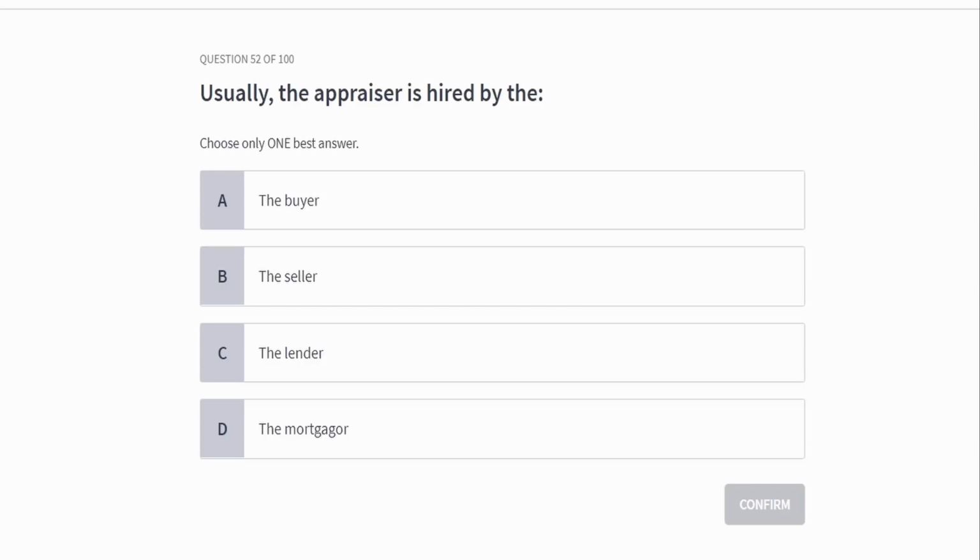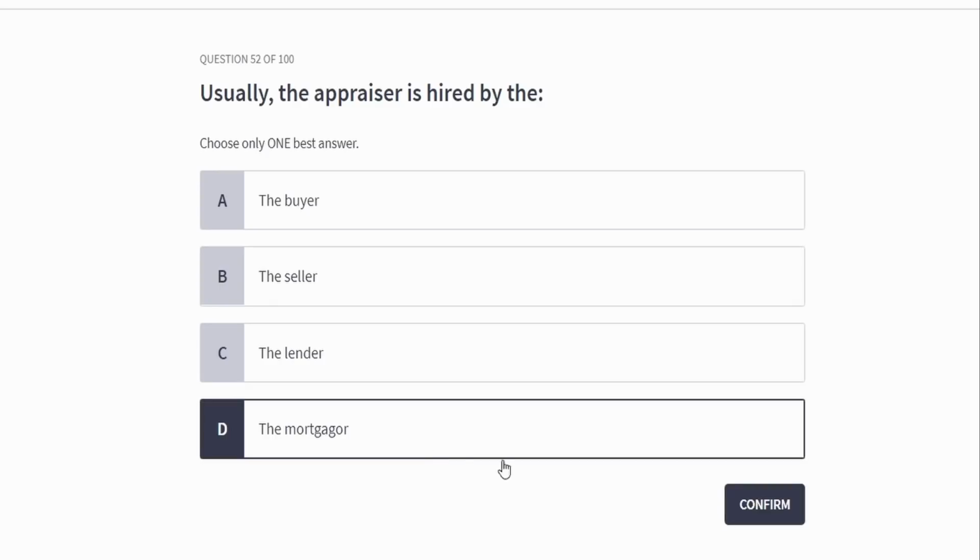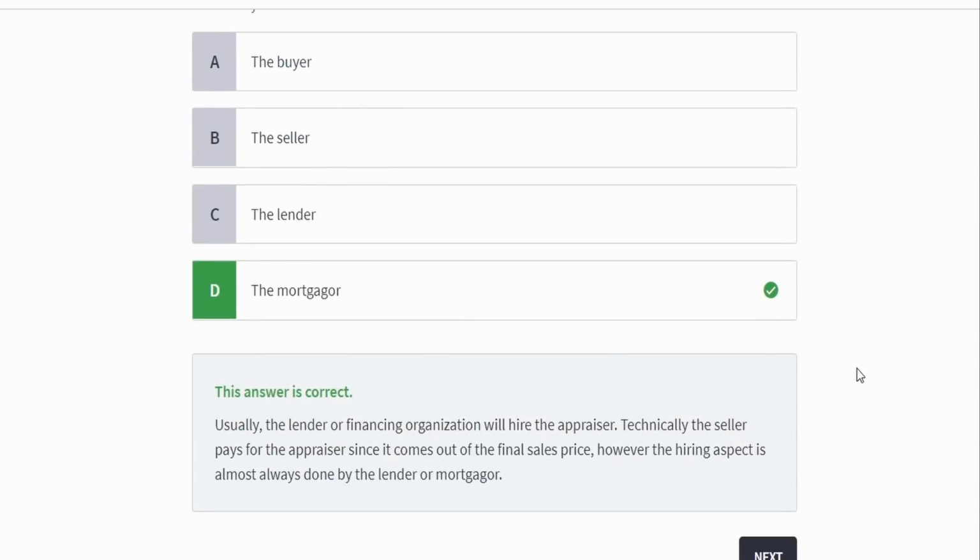Alrighty, so what is our answer on this one? Well, the answer is going to be D, the mortgagor. So usually the lender or financing organization will hire the appraiser. So again, that's the mortgagor.